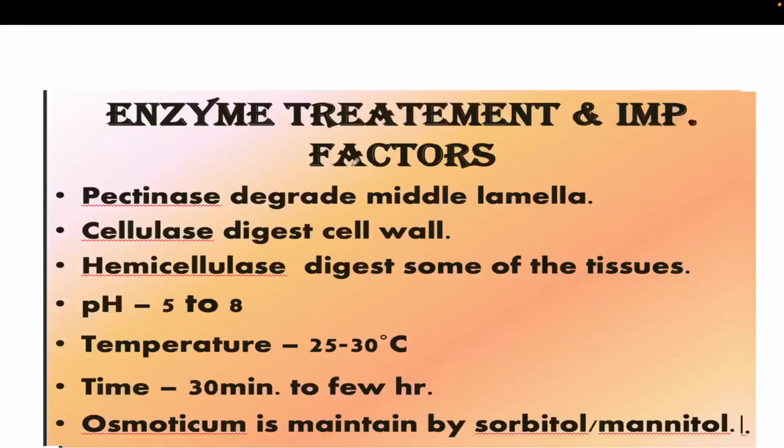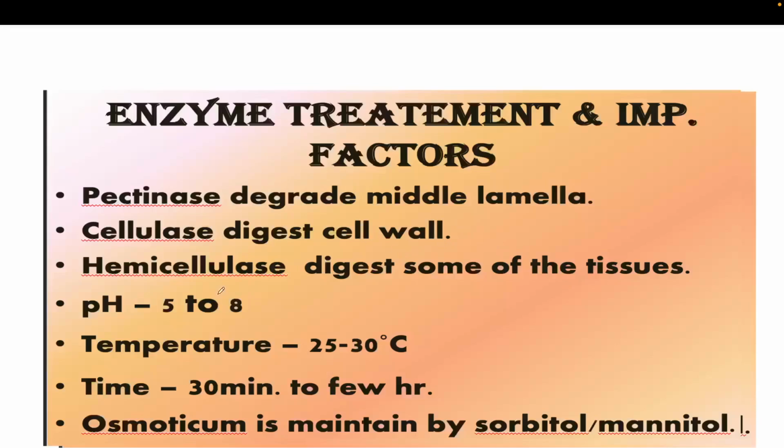In the enzymatic treatment, the important factor is that pectinase will degrade the middle lamella and cellulase will digest the cell wall. These two are the major essential enzymes, but apart from these there is another enzyme, hemicellulase, which digests some of the tissues. Suppose there is a very hard cell wall with more cellulose content, then we use extra hemicellulase enzyme which will digest some of the tissues.